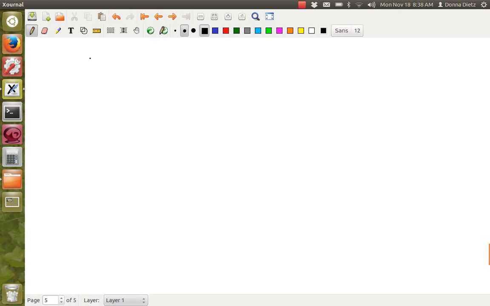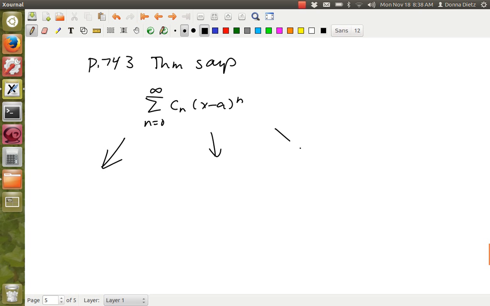Okay, we have page 743, a theorem which says that this guy, you pop down any C's you want. Alright, there's only 3 options. It converges at x equals a. I mean, that's kind of dumb, right? Because all you're going to get is one constant. So that constant you can have. Go ahead and take it. Or you can converge for all x. Okay, that's not exciting.